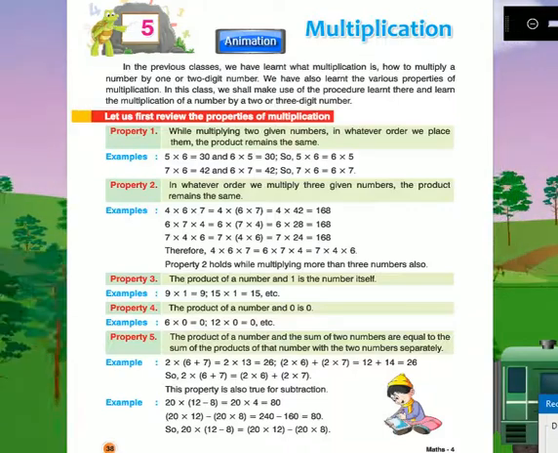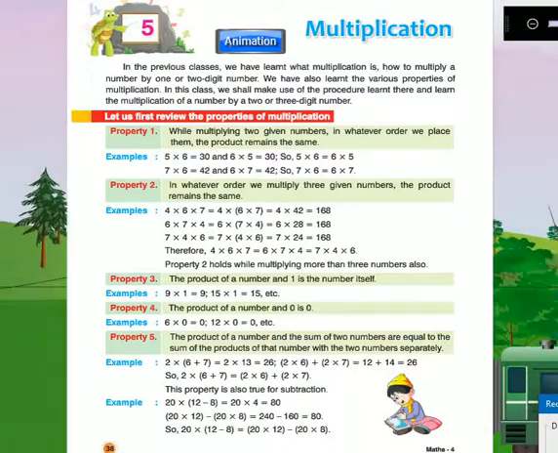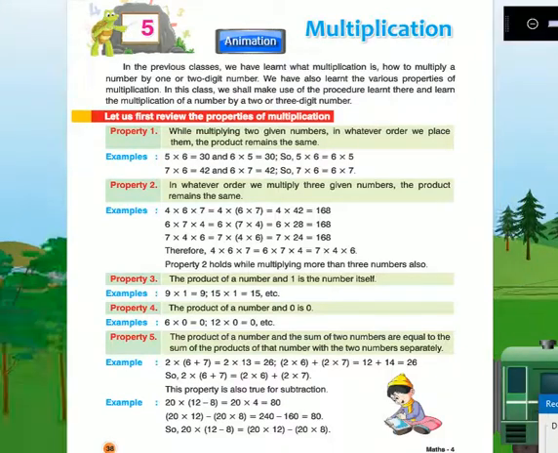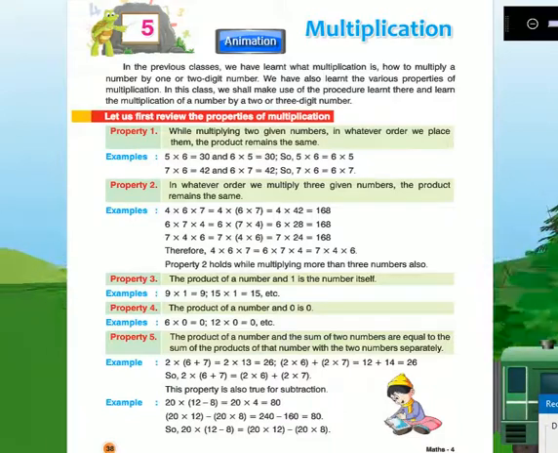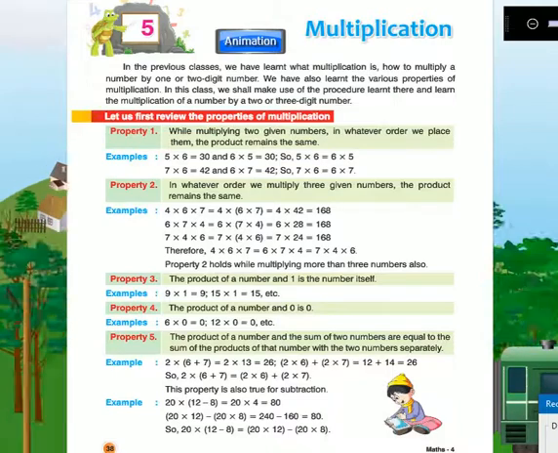Let us first review the properties of multiplication. Property 1. While multiplying two given numbers, in whatever order we place them, the product remains the same. Here, have a look at the examples.